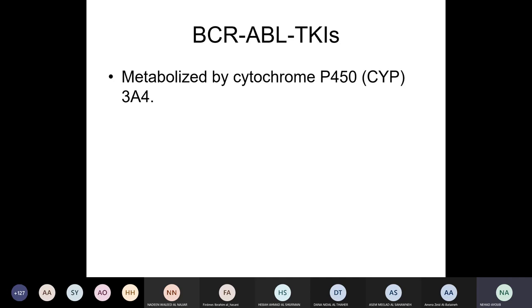Table. So if I want to give imatinib, for example, or nilotinib, they are substrates to CYP450, 3A4 mostly. Some other CYP450 enzymes are also important in metabolism. So I have to think about potential drug interactions. For example, if I give a patient imatinib or nilotinib and I have to start some other drug therapy, for example for seizure disorder, I started carbamazepine, or gave phenytoin, or valproic acid.